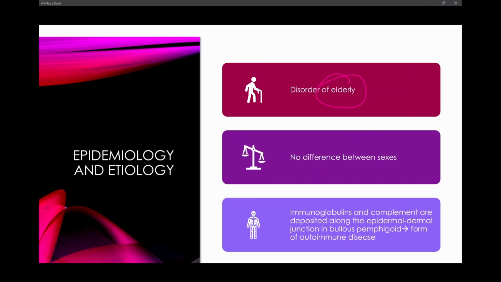No difference between sexes. So what do I care? Why am I going to waste my time studying male or female? They're both the same. Move on. What's the important part?